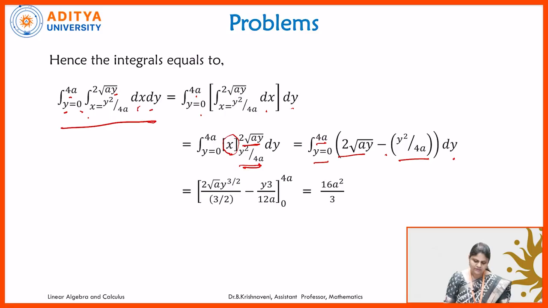Now do integration with respect to y. 2 root a, y power 1 by 2, you can write as 2 root a root y, and y power 1 by 2 integration is y power 3 by 2 by 3 by 2, minus y square integration is y cube by 3, 3 into 4 is 12, into a, from 0 to 4a. Now substitute the upper limit y is equal to 4a and the lower limit y is equal to 0, you get the answer is equal to 16a square by 3.